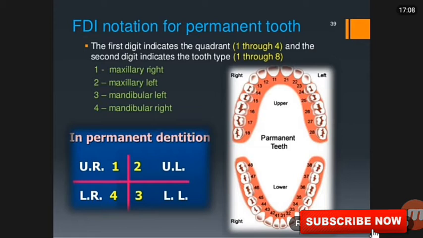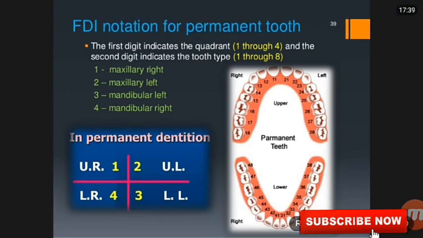Now the FDI notation for permanent teeth. The first digit indicates the quadrant, 1 through 4, and the second digit indicates the tooth type, 1 through 8. 1 is for maxillary right, 2 for maxillary left, 3 for mandibular left, 4 for mandibular right. In permanent dentition, 1 is upper right, 2 for upper left, 3 for lower left, 4 for lower right.